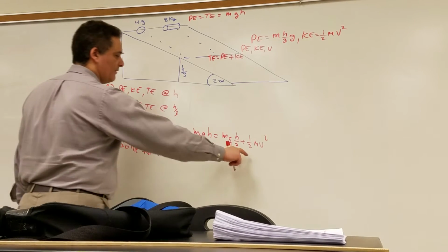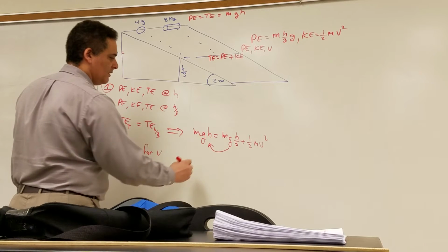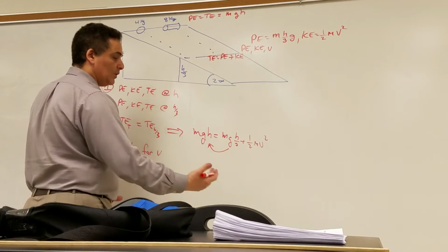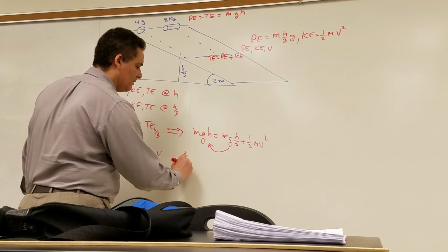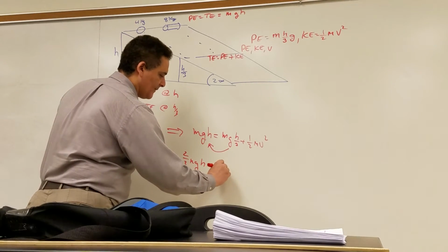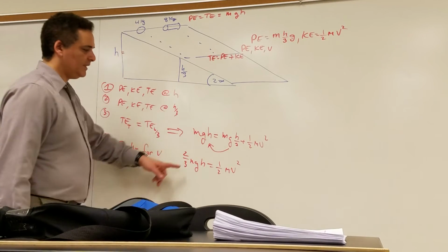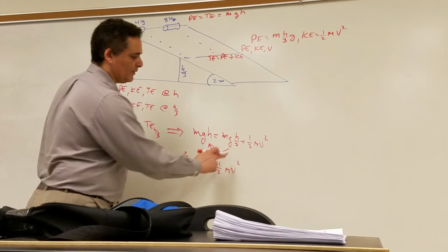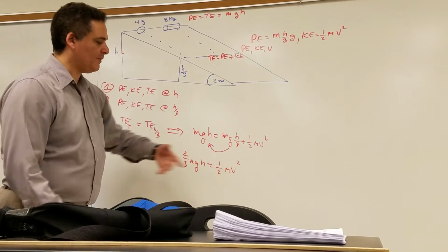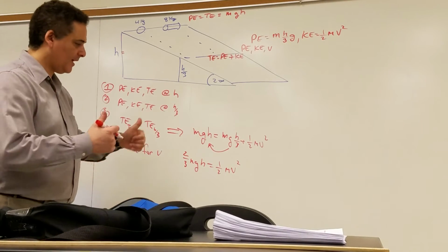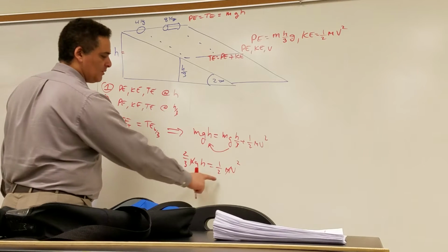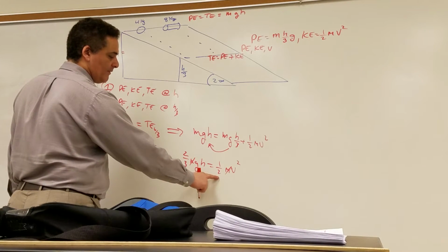In solving for v, we bring this over. We have an apple minus 1/3 of an apple, which leaves 2/3 of an apple. So it's 2/3 mgh equals 1/2 mv squared. You see what I did there? I brought over the h over 3. The m's go away, and I can multiply both sides by 2, because this is 1/2.